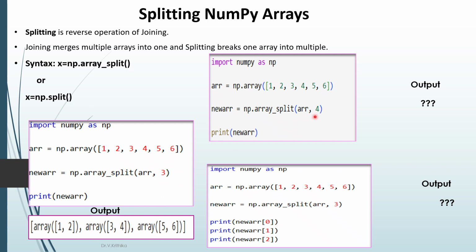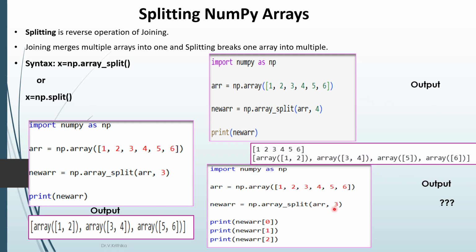Likewise, when you give 4, with the values 1, 2, 3, 4, 5, 6, if I want 4 arrays, it is not possible to split evenly. So what will happen? Can you guess what might happen if I want 4 arrays with just 6 values? What happens is it splits into 1, 2, then 3, 4, and since we have only 2 more values, it gives the third array as 5 and the fourth array as 6.